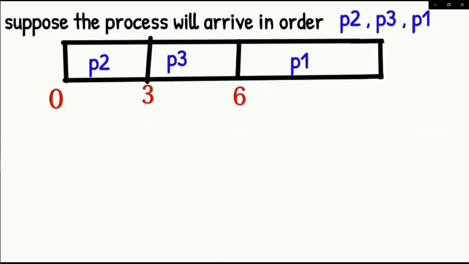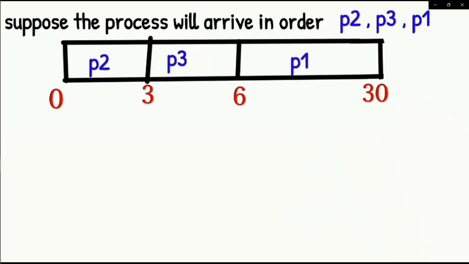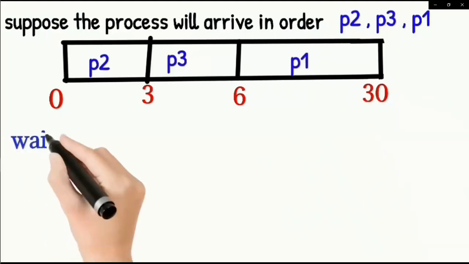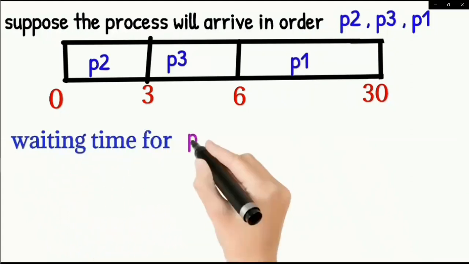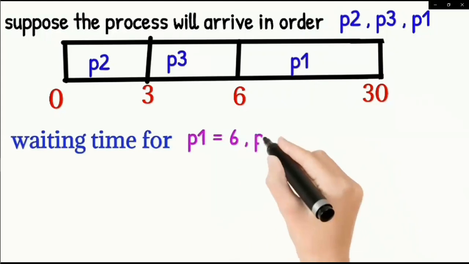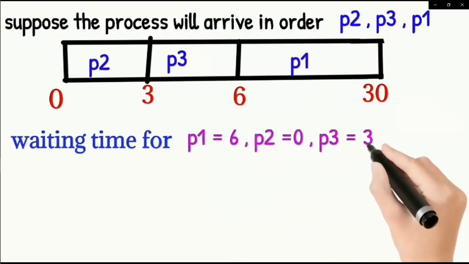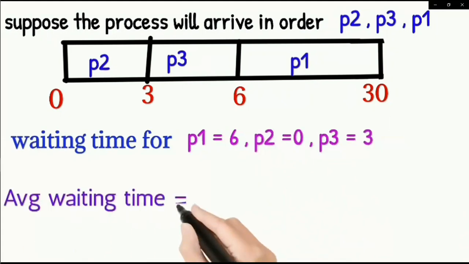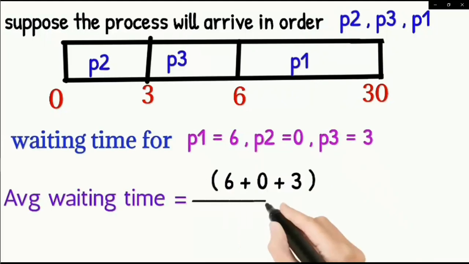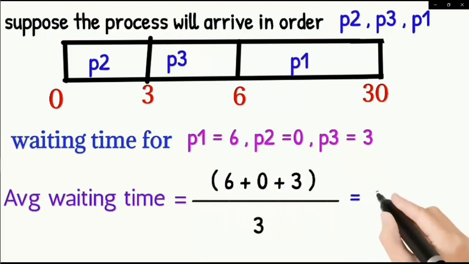The burst time of P3 is 3. So 3 plus 3 is 6. The burst time of P1 is 24. So 6 plus 24 is 30. So we are going to calculate the waiting time. Waiting time of P1 is 6, P2 is 0 and then P3 is 3. So when we calculate the average waiting time of this process, we will get 3 as an answer.